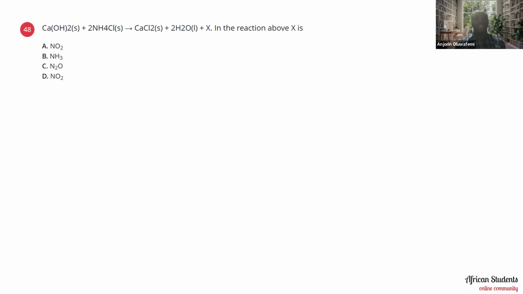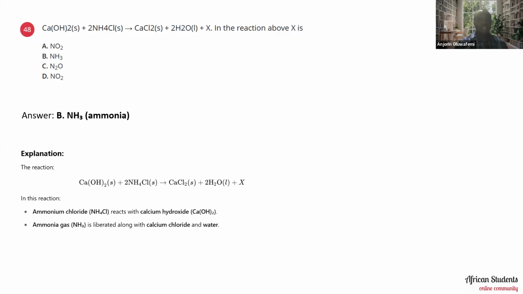Okay. So the next one says that looking at that equation, in the equation above, X is what now? Is it NO2, NH3, N2O, or NO2? What is X? If you look at the equation closely, you discover that our X should be ammonia. Ammonia should be our X in that equation. And the explanation is that ammonium chloride reacts with calcium hydroxide, and then ammonia gas is liberated along with calcium chloride and water. So that's that for that.